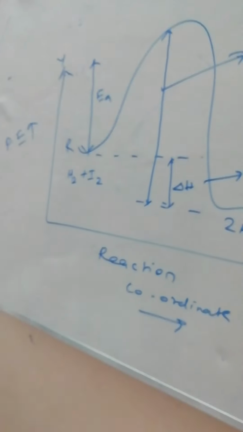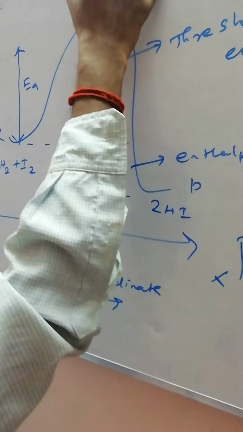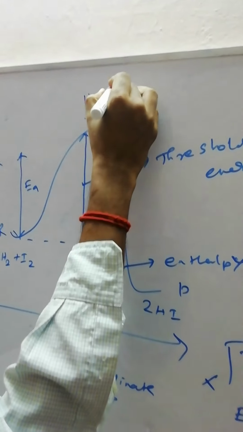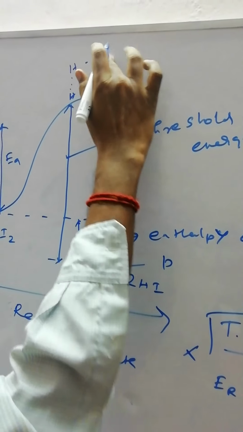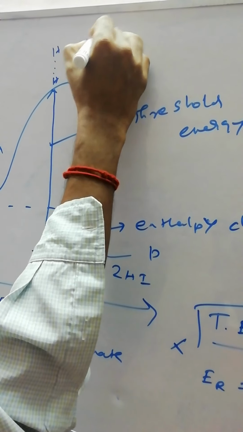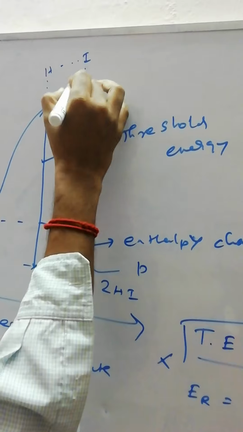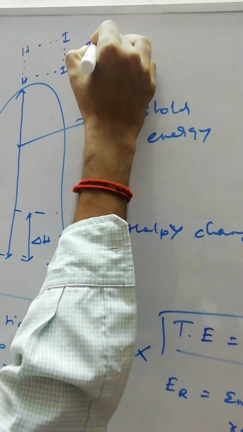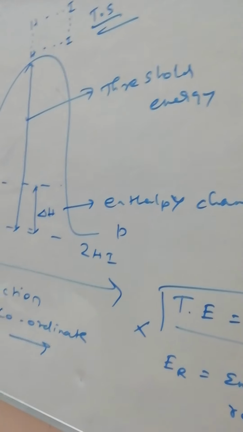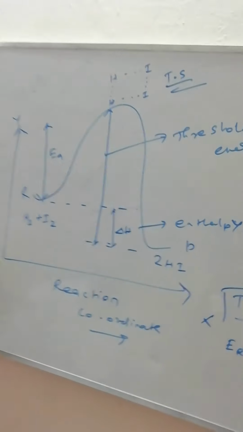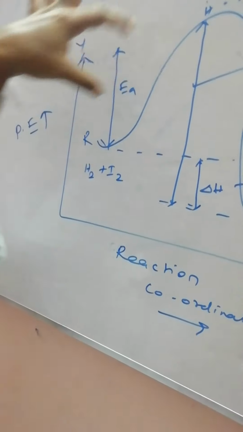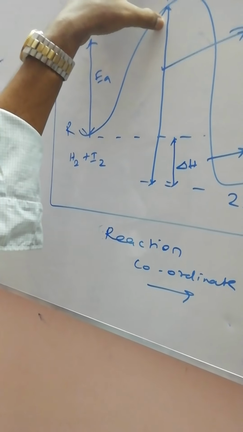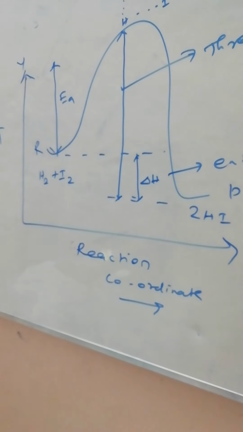Activation energy means the energy required to reach the intermediate complex. This is called a transition state or intermediate state. Here the intermediate state is formed. This graph explains that the reactant tends to reach the transition state, and afterwards only it forms the product.